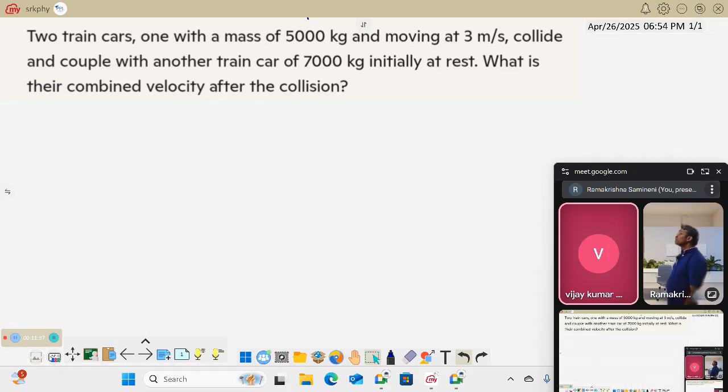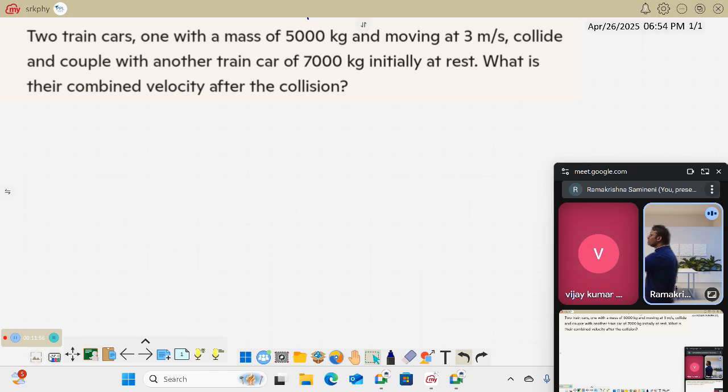What is given in the question? Two train cars. One with a mass of 5,000 kg is moving with a speed of 3 meter per second. It collides and couples with another train car of 7,000 kg initially at rest. What is their combined velocity?